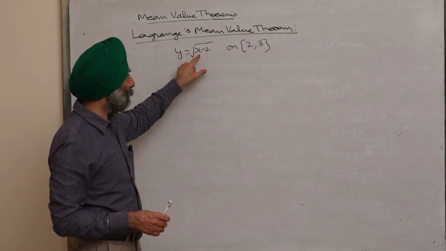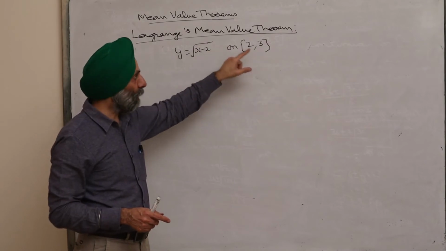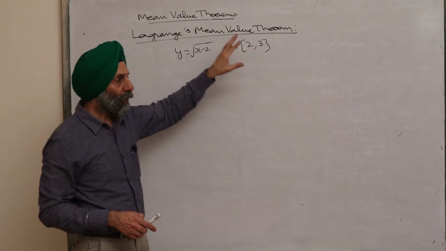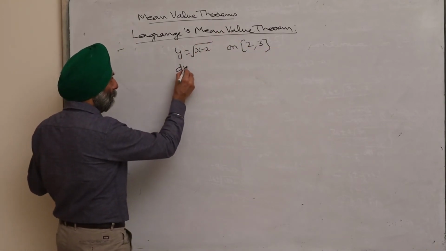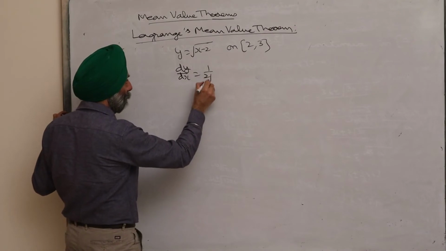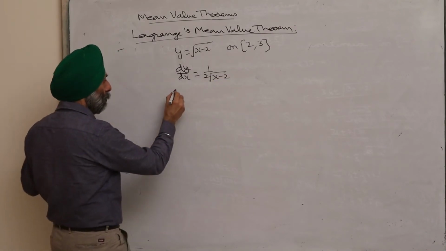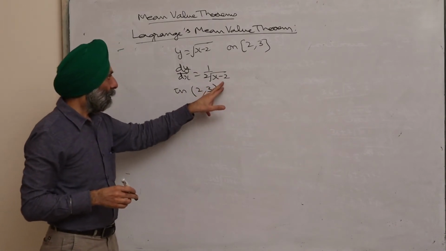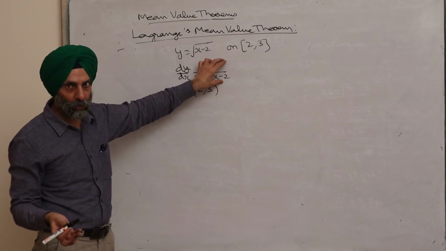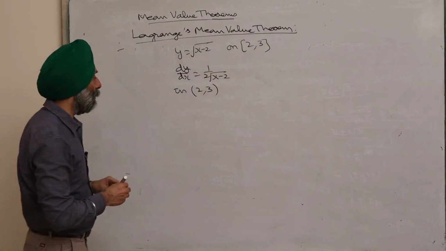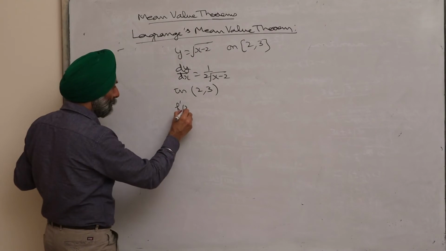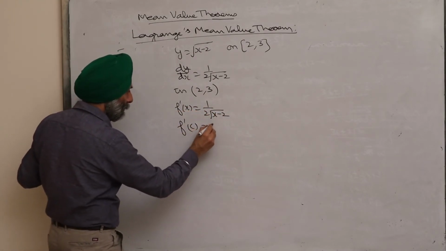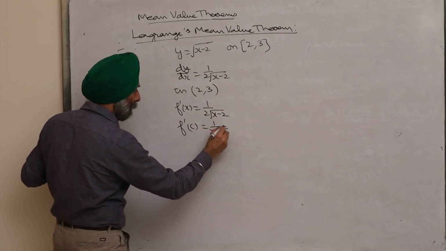Now you can see that this function is defined for all the values of x greater than or equal to 2. But for this present question, x belongs to 2 to 3. Now, if I find the derivative of this, you can see that it is 1 over 2√(x − 2). So in the open interval 2 to 3, this is differentiable and hence is continuous. So it is differentiable as well as continuous. Now f′(x) = 1/(2√(x − 2)), so f′(c) = 1/(2√(c − 2)).